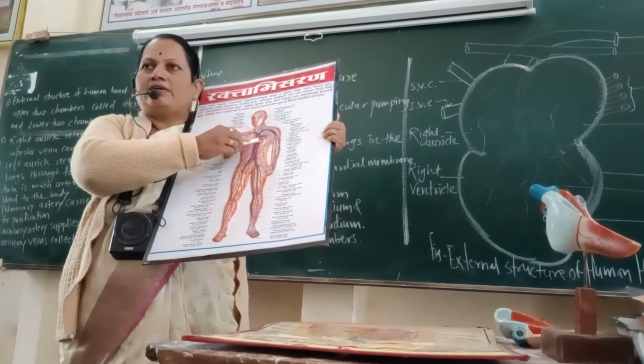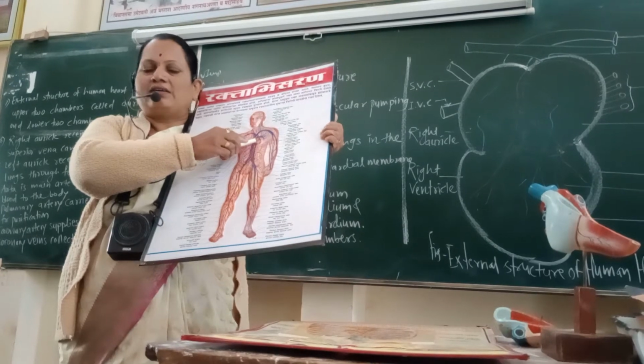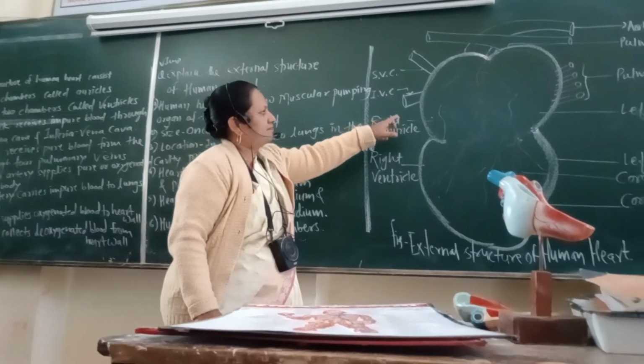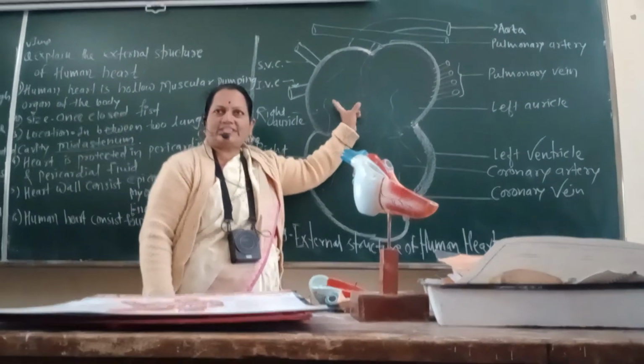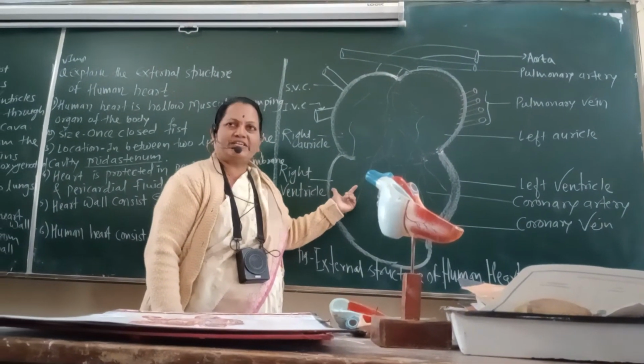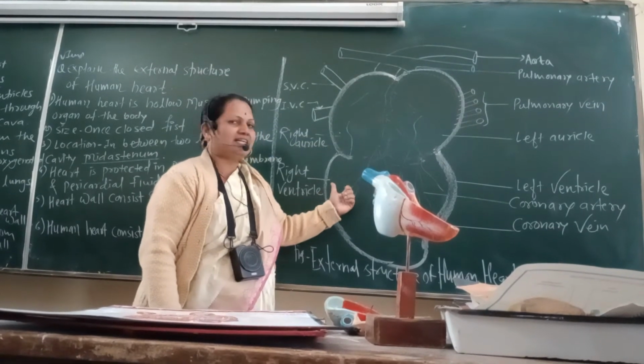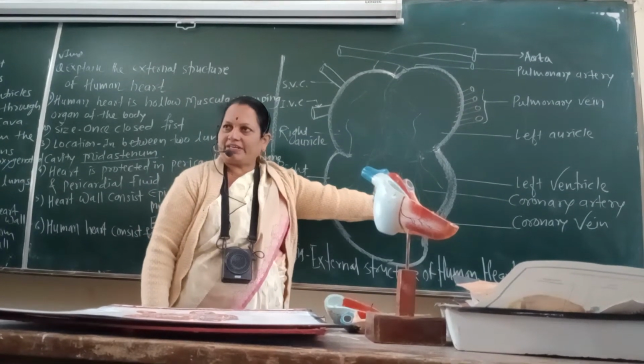The human heart consists of upper 2 chambers called auricles, and lower 2 chambers called ventricles. Auricles: right auricle, left auricle. Ventricles: right ventricle, left ventricle.